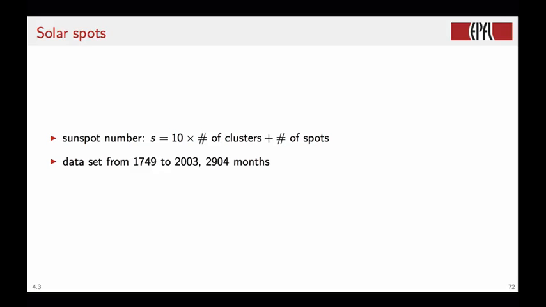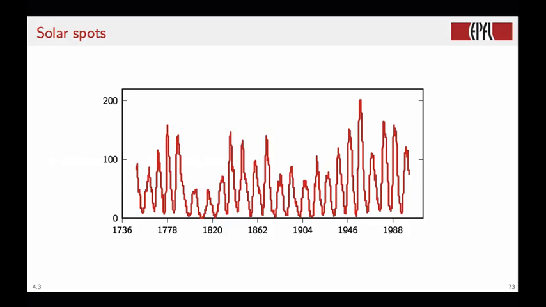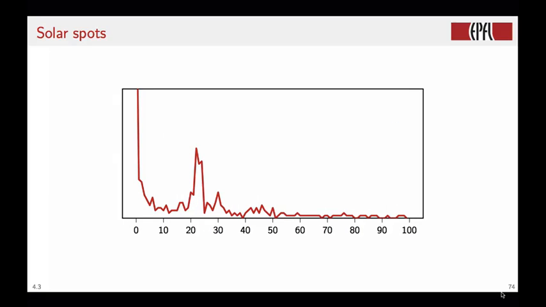So we have a data set that goes from 1749 to 2003 that is equivalent to 2,900 months. Solar spots are computed every month. And as we plot this data, we see that there is an oscillatory behavior. We are interested in finding out if there's any fundamental periodicity in solar activity, so we can take the Fourier transform. The sunspot time series is a real signal.